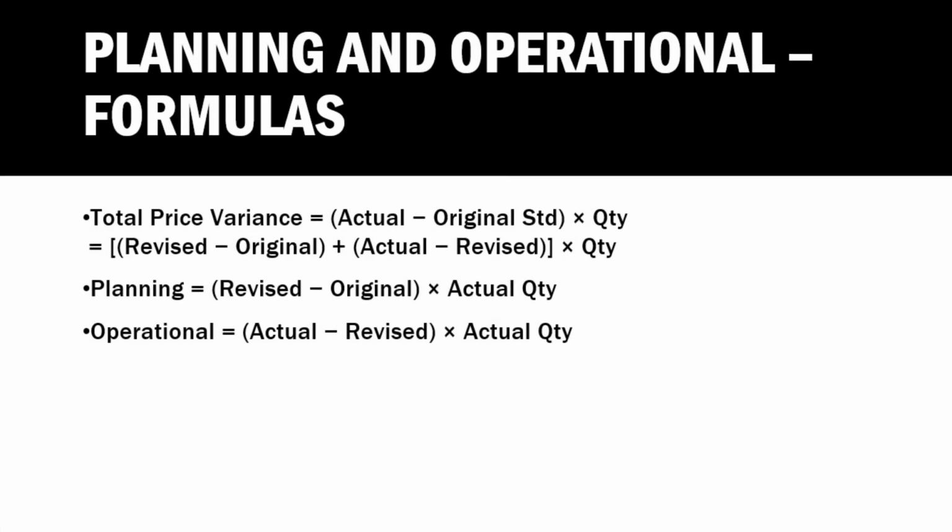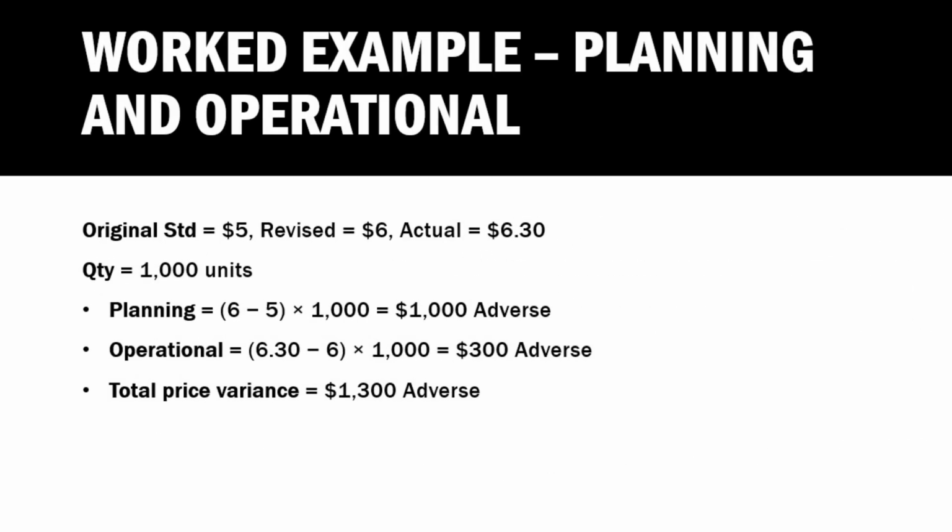The total price variance equals actual price minus original standard times quantity. It can be split into planning variance, which equals revised standard minus original standard times actual quantity, and operational variance, which equals actual price minus revised standard times actual quantity. For example, the original standard price is $5, the revised standard price is $6, and the actual price is $6.30. For 1,000 units, the planning variance equals $1,000 adverse, the operational variance equals $300 adverse, and the total equals $1,300 adverse.